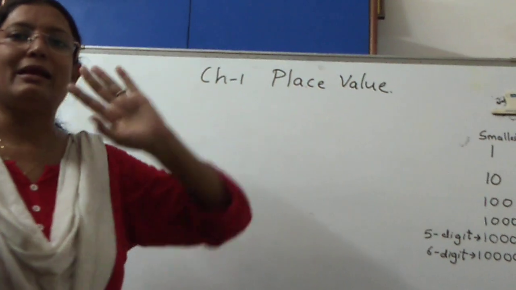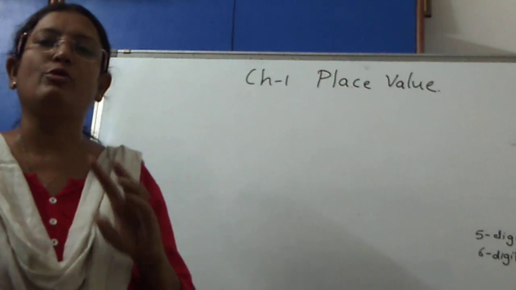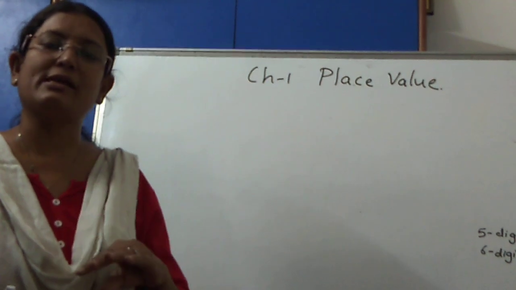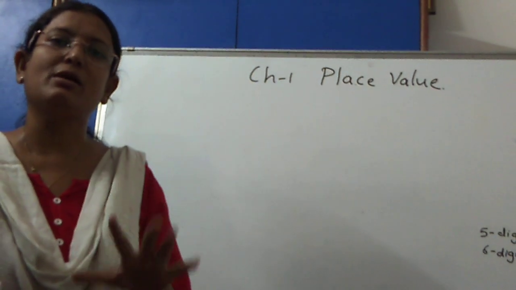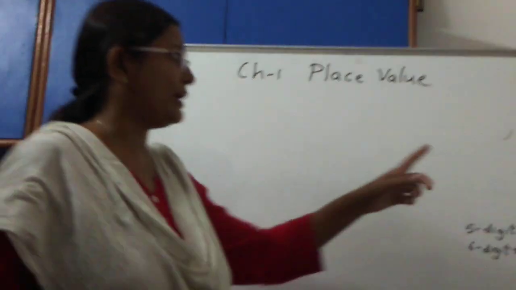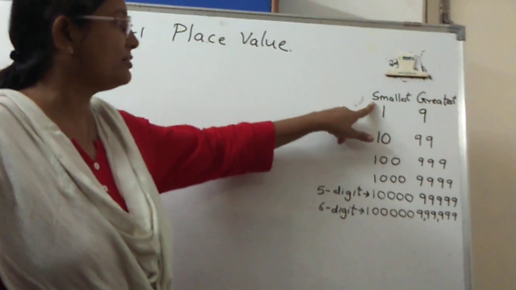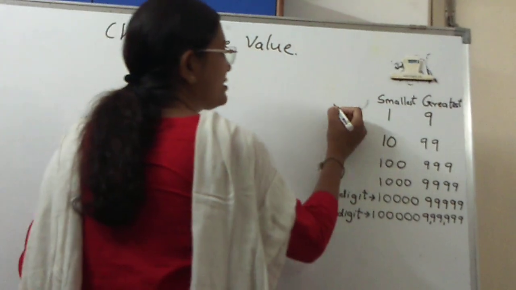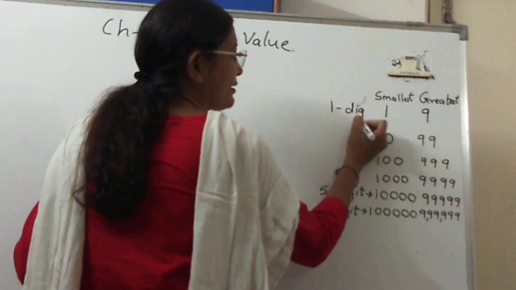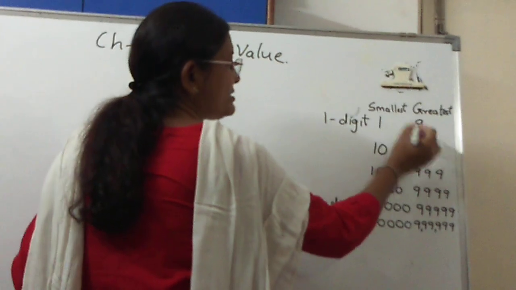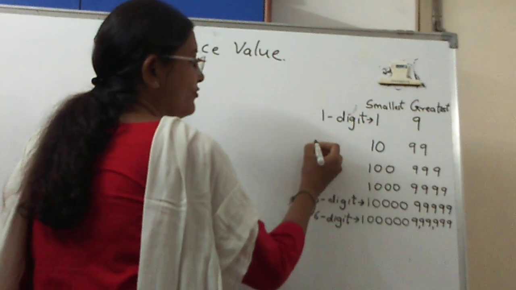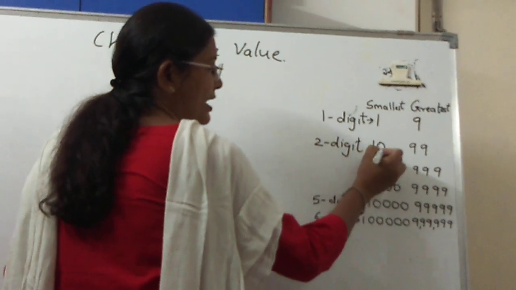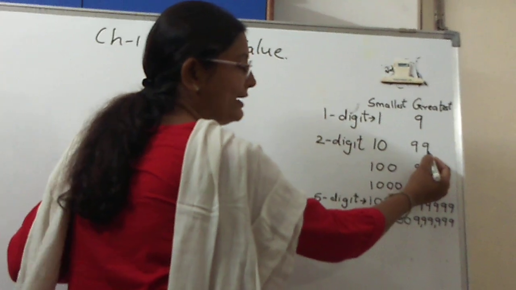In classes 1, 2, 3 and 4 you have studied up to 4 digit numbers, right? And in 4th standard you will study 5 digit and 6 digit numbers. As you all know, the smallest 1 digit number is 1 and the greatest 1 digit number is 9, right? In the same way, the smallest 2 digit number is 10 and the greatest 2 digit number is 99.